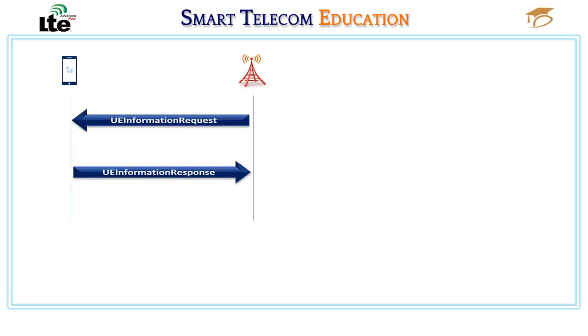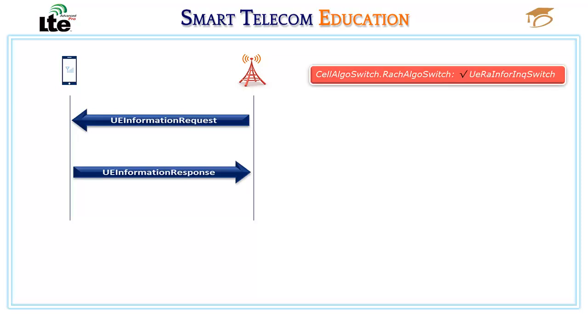UE Random Access Information Inquiry enables the eNodeB to send UE information request messages to UEs that allow the UEs to report their random access information. The UE Random Access Information Query feature can be enabled by switching on the UE Random Access Information Inquiry switch option under the cell Algo Switch PRACH Algo Switch parameter. This function is recommended when more than 80% of the UEs in a cell comply with 3GPP Release 9 or later and support RACH information reporting.